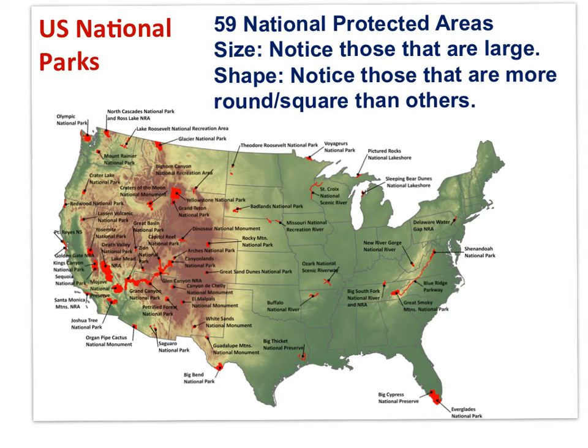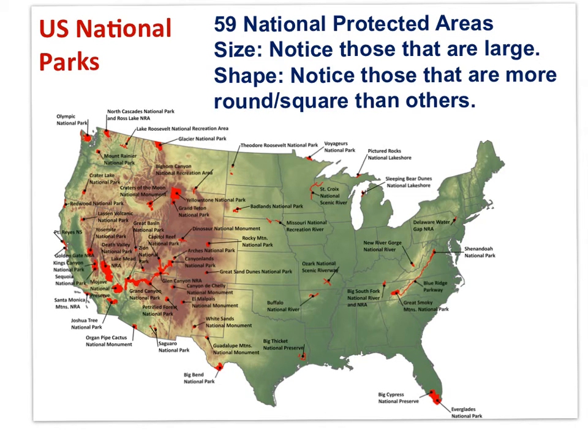Of the 59 national parks in the United States, only 4 in the lower 48 states are larger than 4,000 square kilometers. They are Death Valley, Yellowstone, Everglades, and Grand Canyon. There are 7 parks in Alaska that are quite large. Now notice the shape of the parks. Those that are round have less edge to area relative to those that are long or slender in shape.